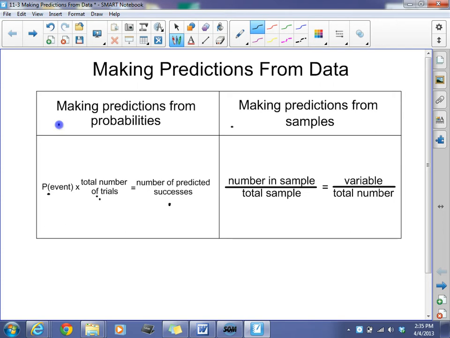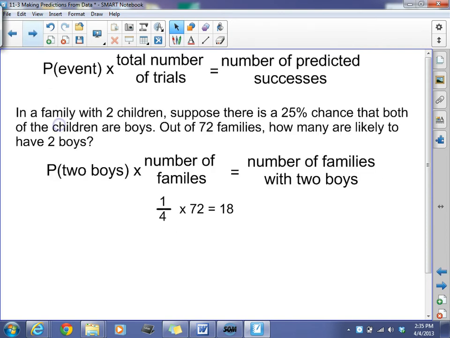Next one, making predictions from samples. Now this right here, you should recognize from a couple chapters ago, because that is a proportion. We're going to be setting up a proportion and then using the proportion to help us find the probability. So let's go ahead and get started with making predictions from probabilities.